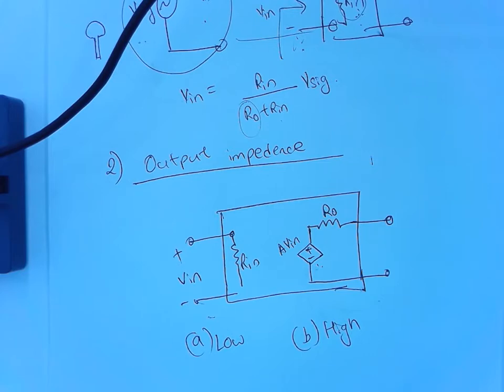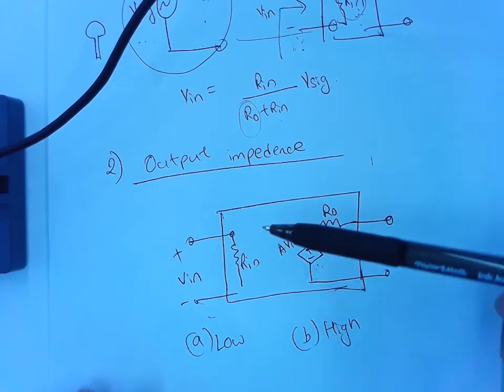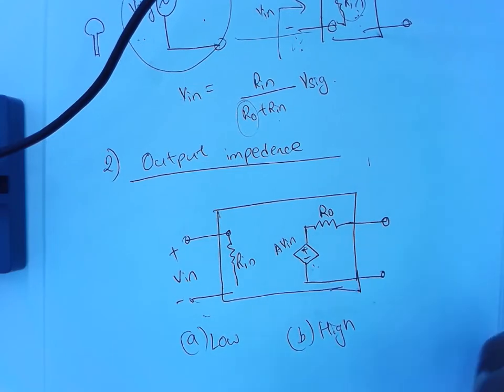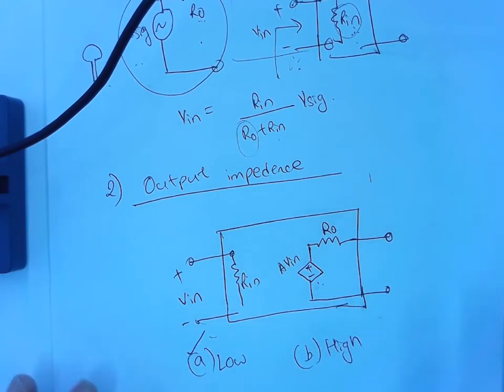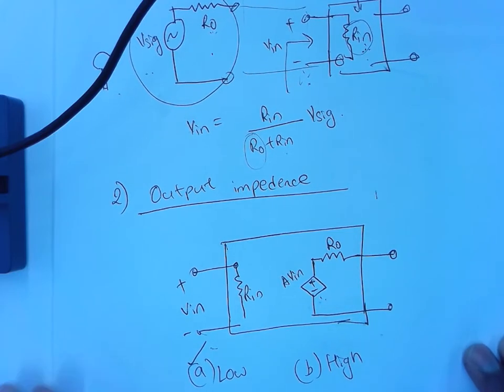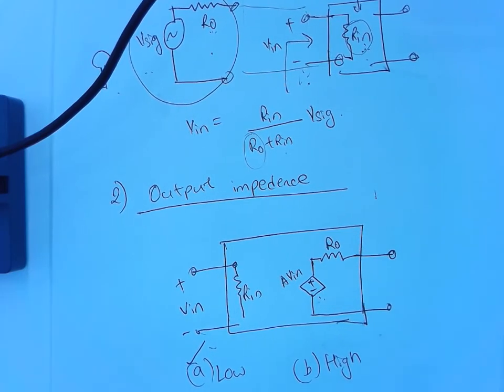Okay, answers. Low or high? How many say the output impedance should be low? How many say it should be high? Okay, the correct answer is low. Why? People who said low, let's see, Ryan, why should it be low? Voltage at the output high. That's why you want it.